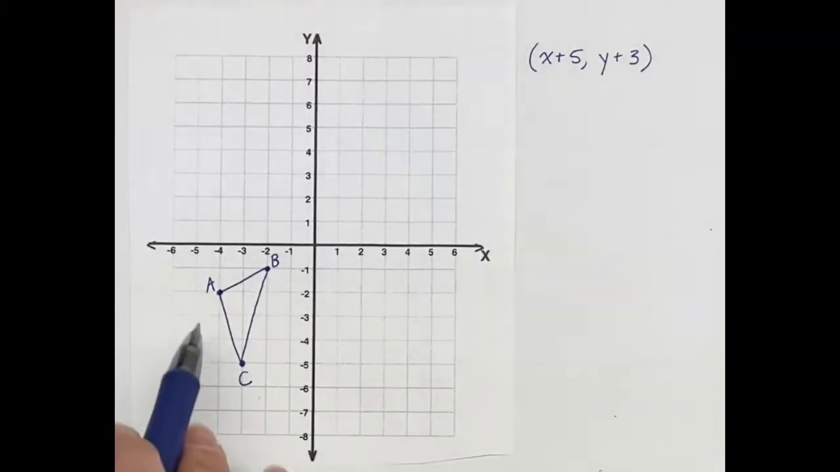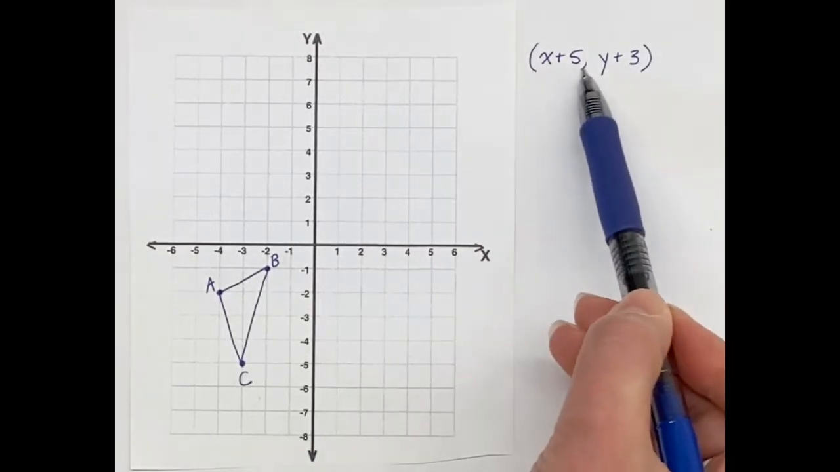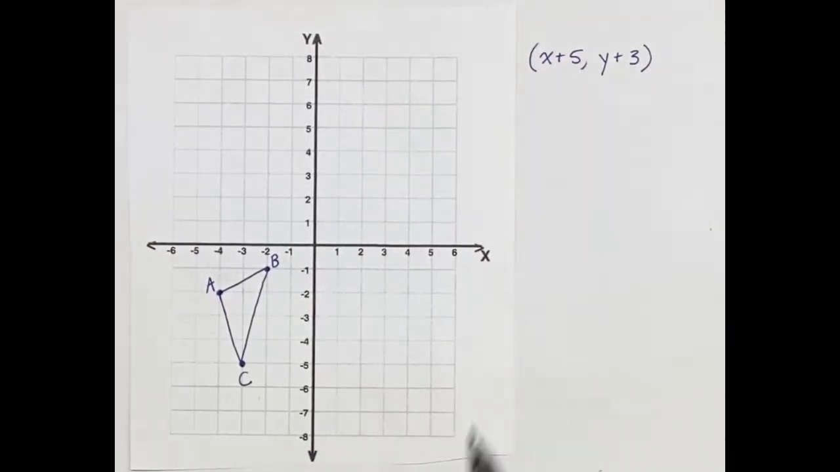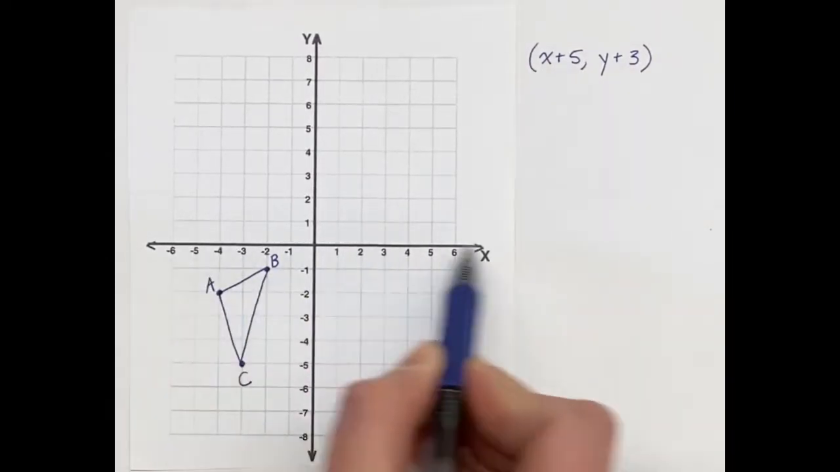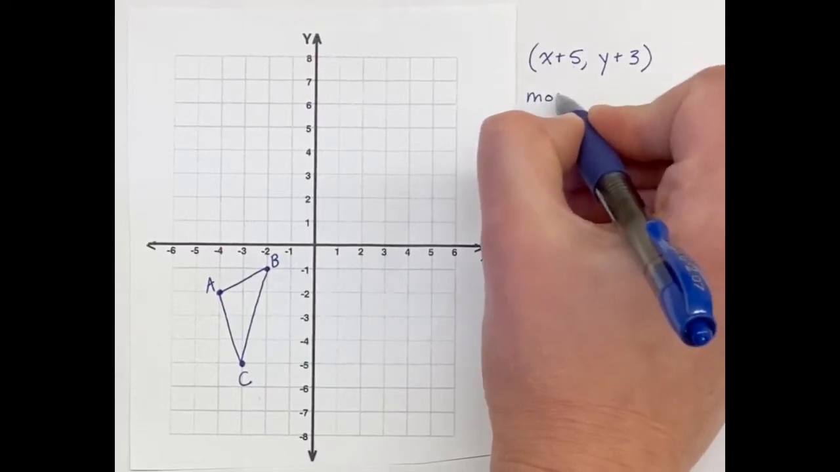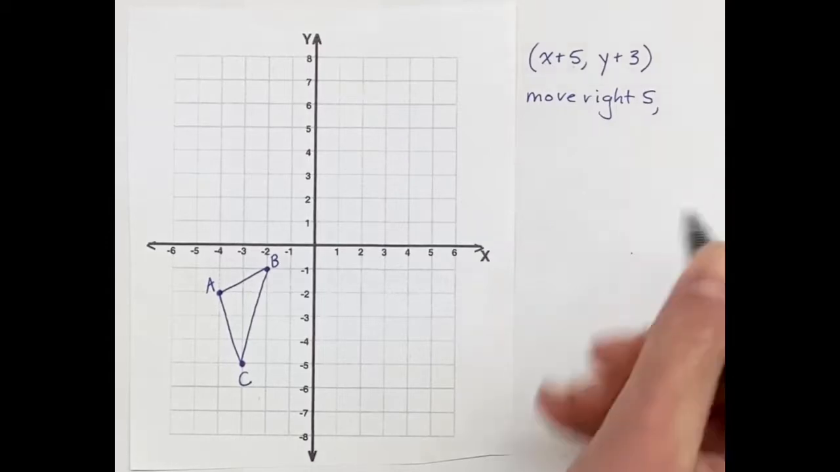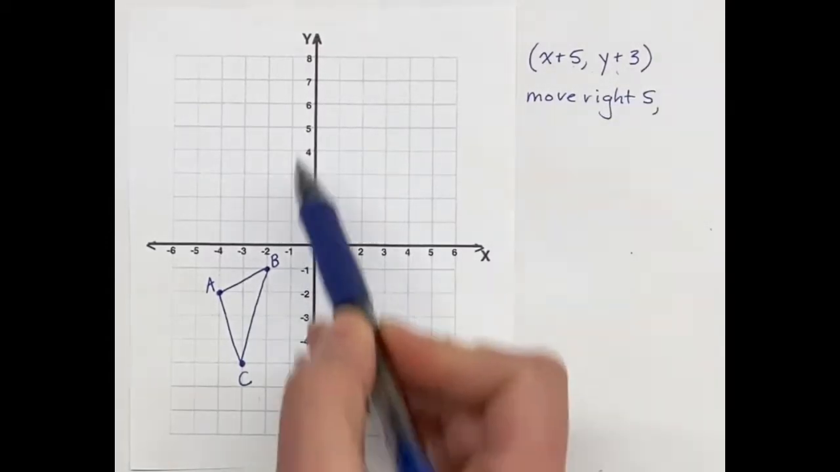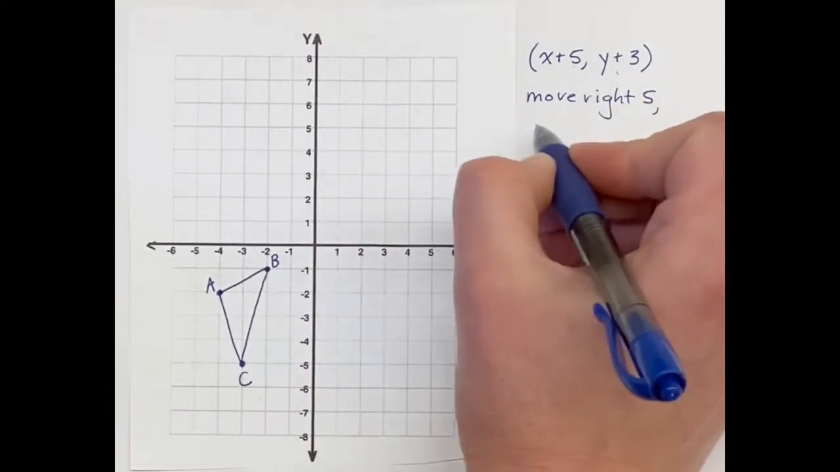For this particular shape, which is a triangle, we need to move it to the right 5 and up 3. That's what this means. This x value means we're going to go along the x-axis, positive 5, so we need to move to the right 5. And then the y plus 3 means we need to move along the y-axis, positive 3, so that means up 3.